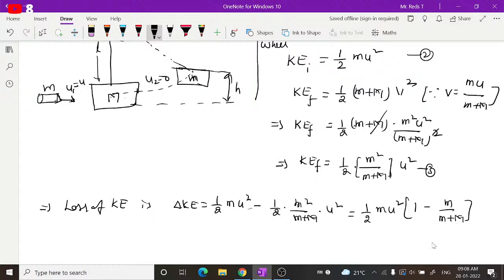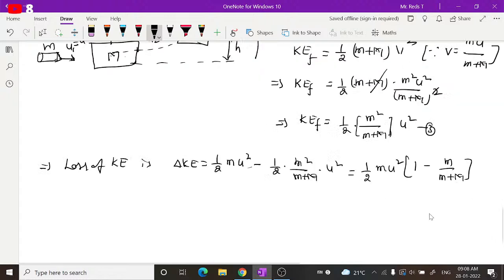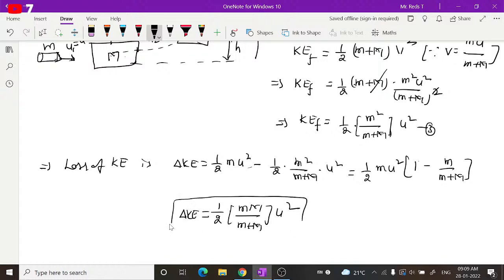On simplifying further, what you will get, guys? Cross multiply: m plus M minus m, small m gets cancelled, you will get capital M. So the loss of kinetic energy is equal to half into small m capital M divided by small m plus capital M into u square. This will be the loss of kinetic energy in case of a ballistic pendulum.